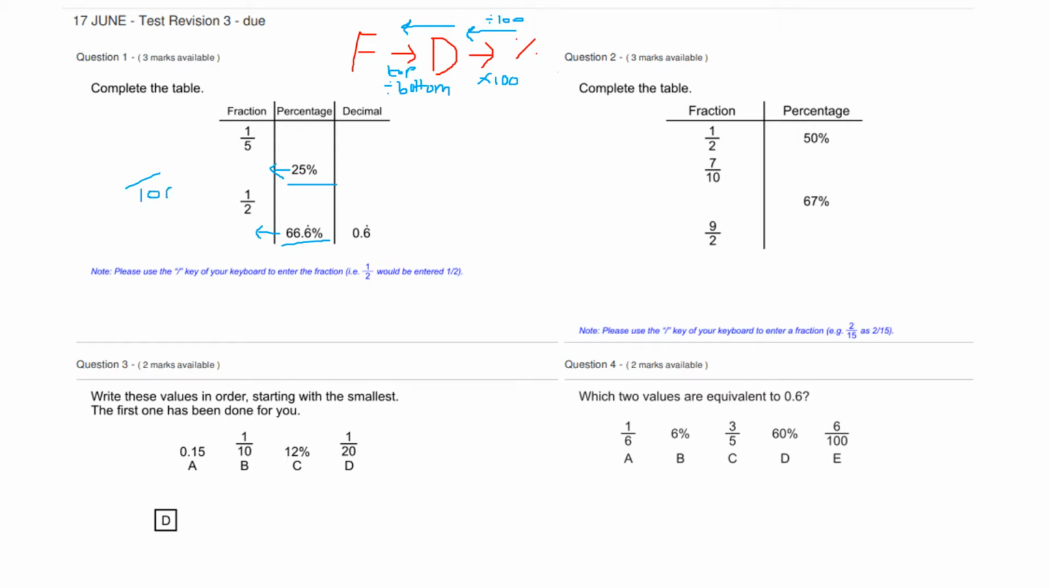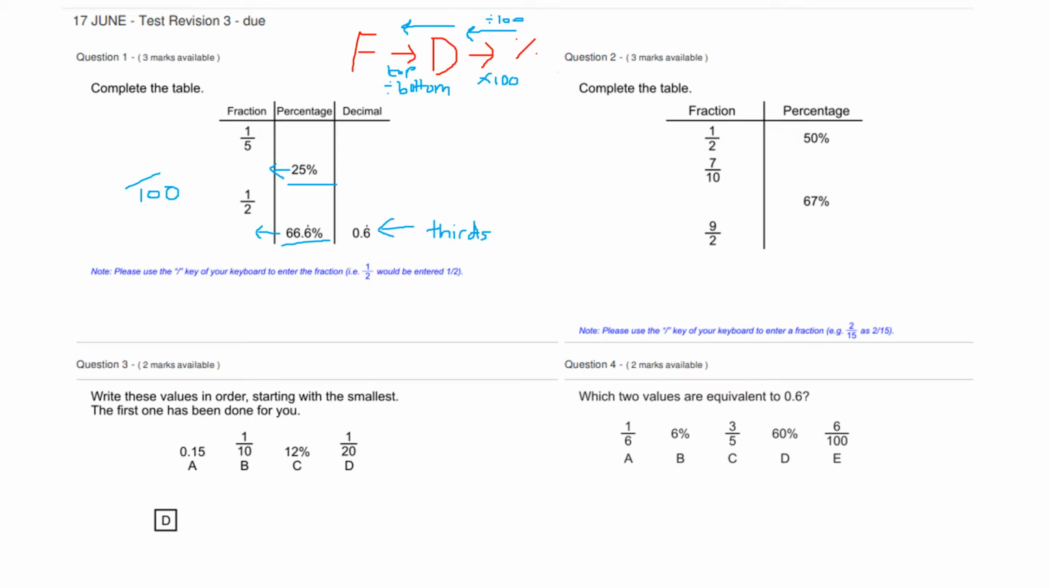And same with this one here, but hopefully we'll know what this one is. If you're not sure, think about thirds. Okay, and see if that helps you. So it's to do with thirds.